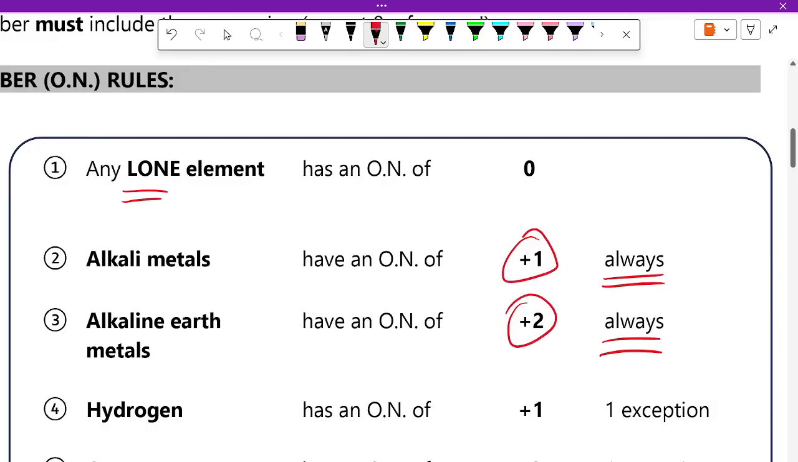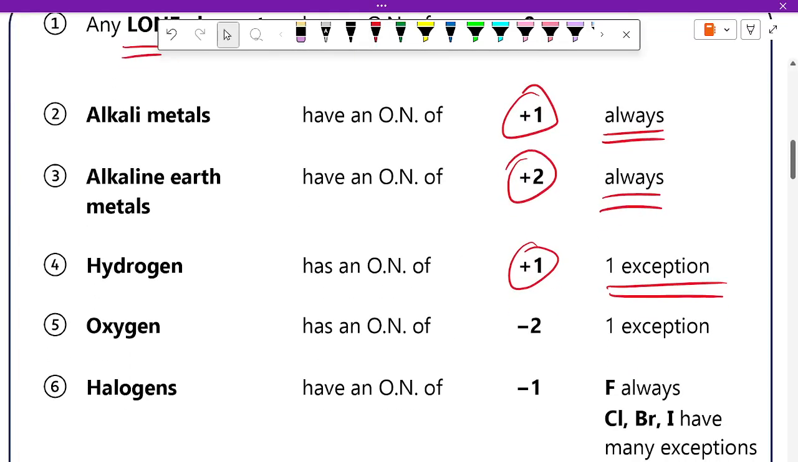Okay? And these ones are always. Hydrogen has an oxidation number. What's the most common charge of hydrogen? Plus 1. There's one exception, and that is when you start putting metals with hydrogen, because metals are less electronegative than hydrogen. They will actually give their electrons to hydrogen. It'll become minus 1. Okay? Oxygen has an oxidation number of minus 2. There is also one exception to that. Actually, there's 2 exceptions, but only one common one.